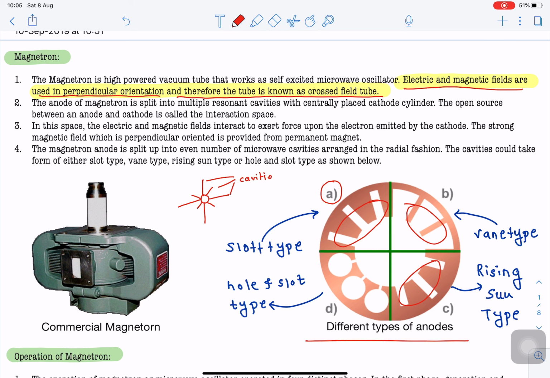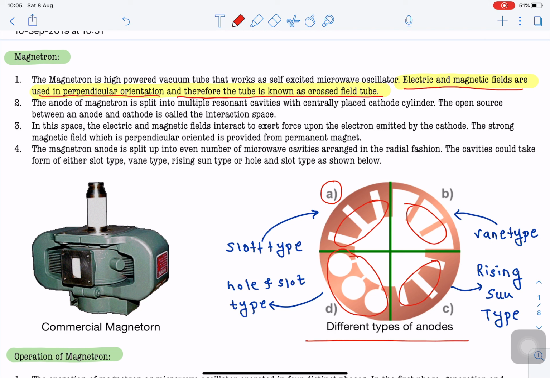So the shape of the cavities looks like the sun is rising. That's why we call this particular shape a rising sun type of configuration for the slots, right? Now if we visualize this structure of cavity, it is specifically utilized in most applications, that is, the hole and slot type.